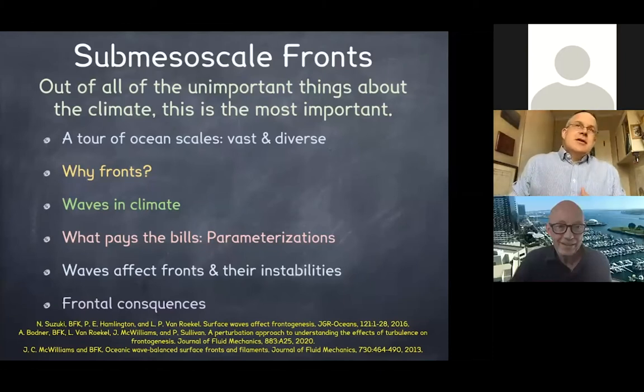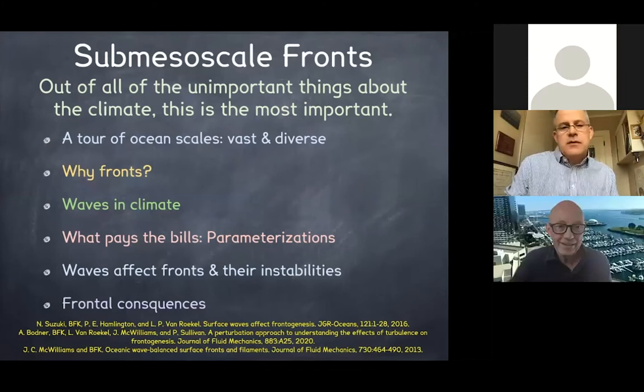So sub-mesoscale fronts, to poorly paraphrase Pope John Paul II, out of all the unimportant things about the climate, this is the most important. And by that, what I mean is it's an extremely dynamically interesting piece of the overall climate system. When we worry about climate change and things like that, this probably is not the first thing that comes to mind. But we will get to some of those linkages in a very distant way, but not to make this overall talk overly depressing, I'm going to stick more to the dynamics and more to the phenomena side rather than the climate change side, and we'll see how those pieces fit together.